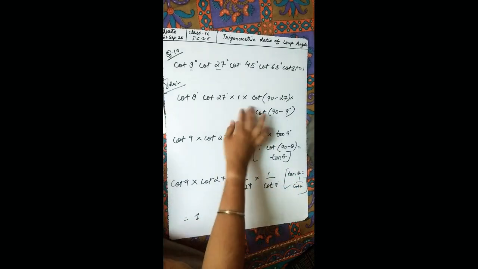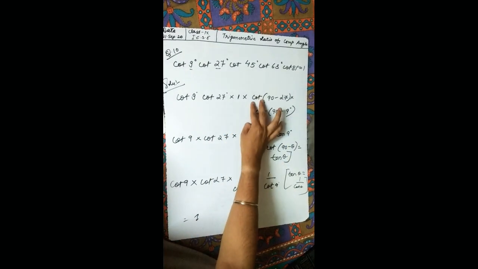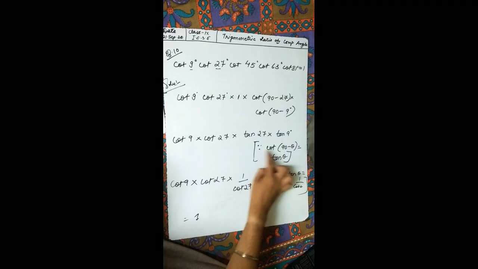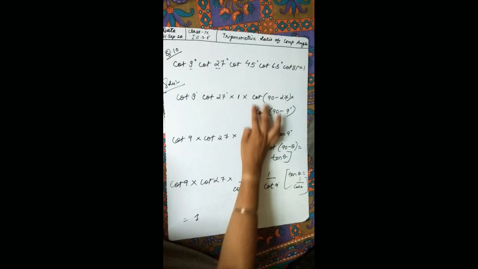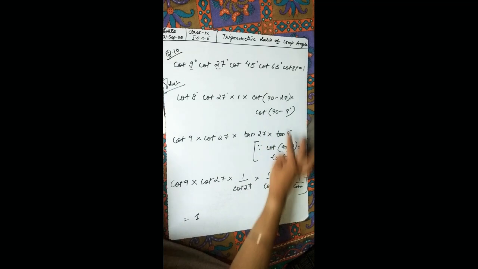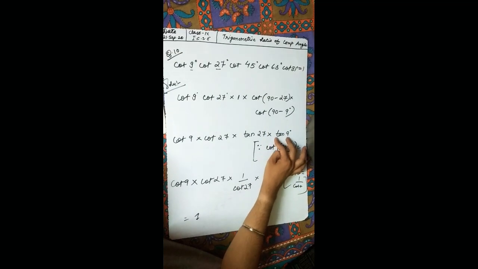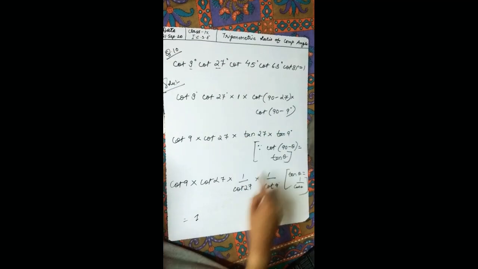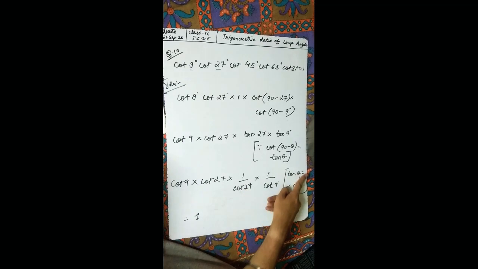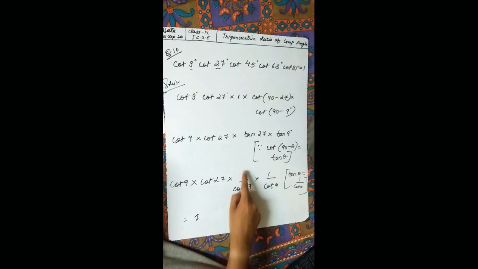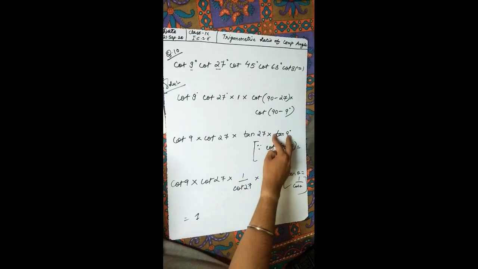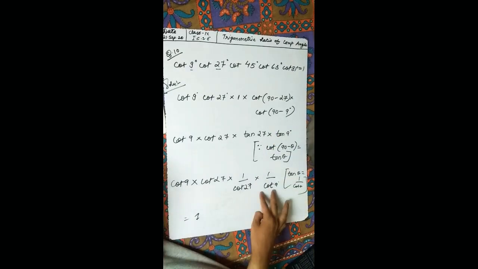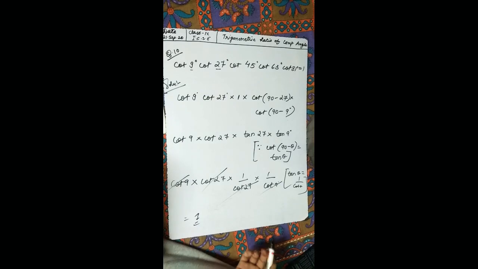Okay, so now coming to the next step, cot 90 minus theta is tan theta. Cot 90 minus theta is what? Tan theta. So cot 90 minus 27 is tan 27. Cot 90 minus 9 will give you tan 9. Now this tan theta can be written as 1 upon cot theta, because tan theta is 1 upon cot theta. So tan 27 is 1 upon cot 27, and tan 9 degree is 1 upon cot 9 degree. So finally they all are cancelled and we'll finally get 1.